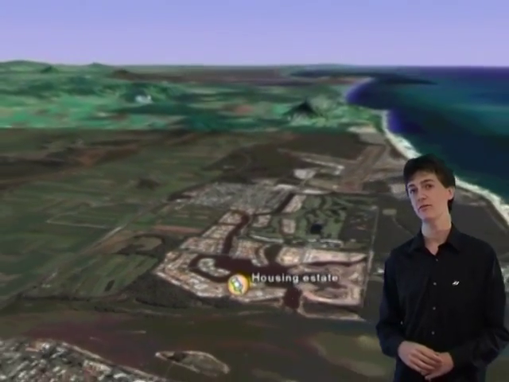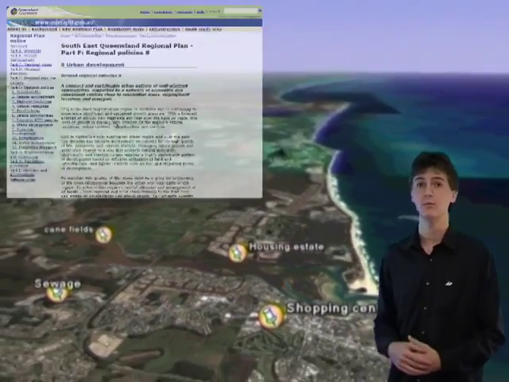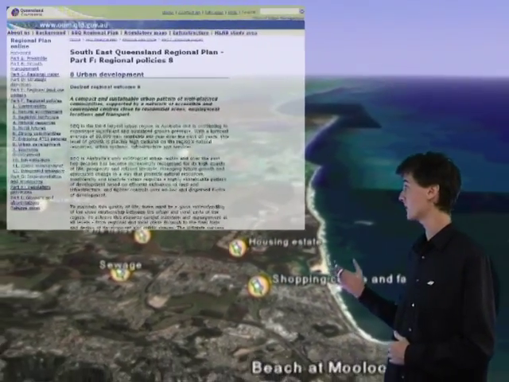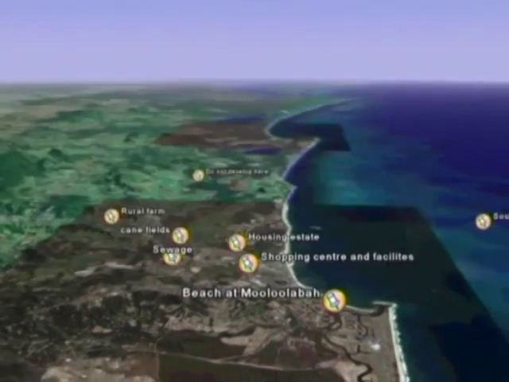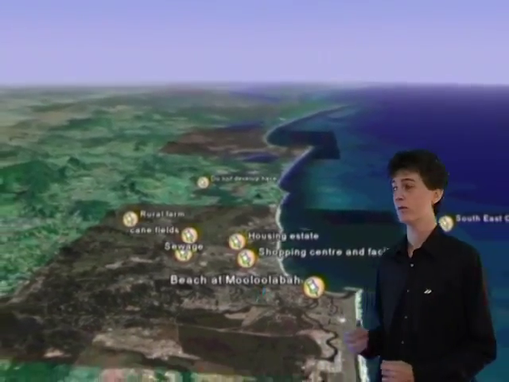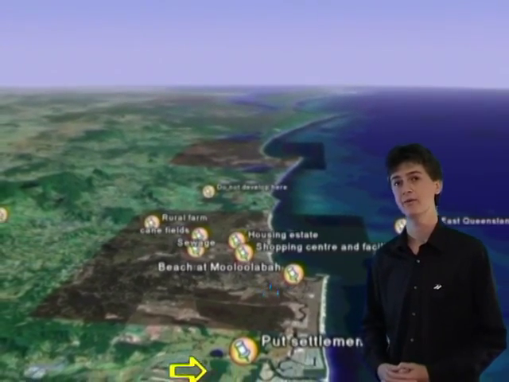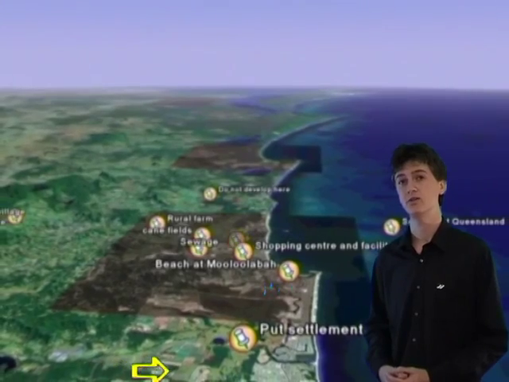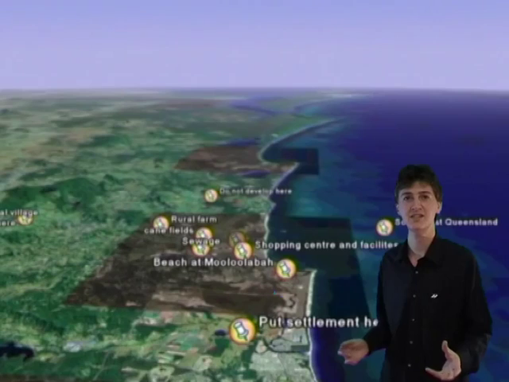Fortunately, governments have been thinking long and hard about how to absorb these people, and here's their report. It is called the South East Regional Plan. The key recommendation of this report is that we settle people into areas that have already been developed, rather than make new settlements. So what does this mean for the Sunshine Coast?